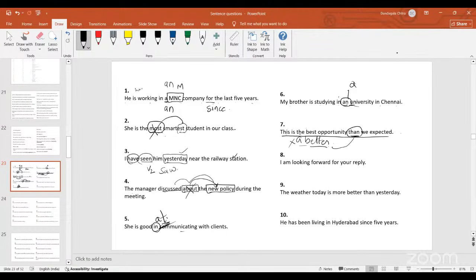This is best opportunity we expected. Okay. So simply instead of than, we can put that. Than means we are comparing. Than means it is comparing, comparative form. As you can see, this is the best opportunity that we expected already. Than means that is a different context. So instead of than, we should put that so that there is no place for a better here.